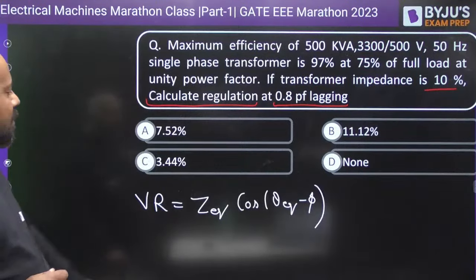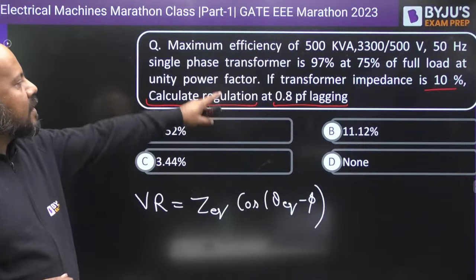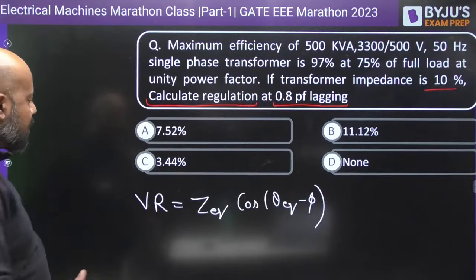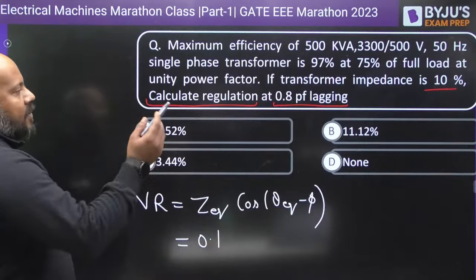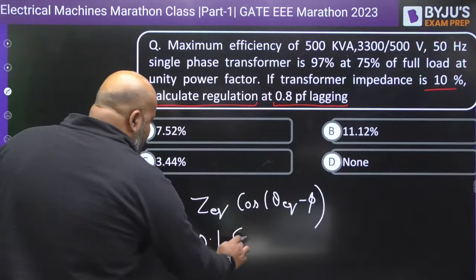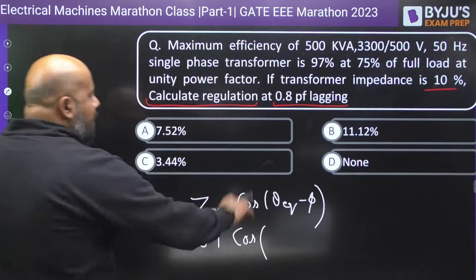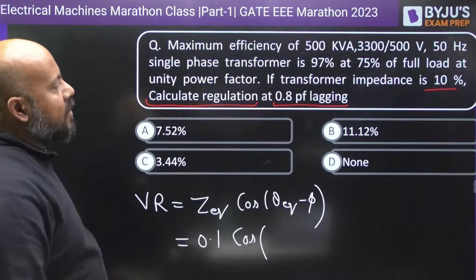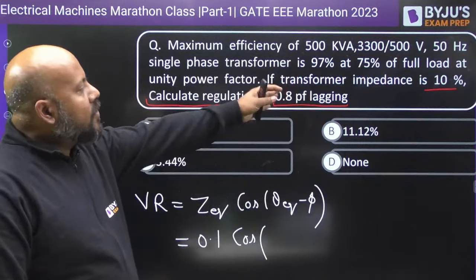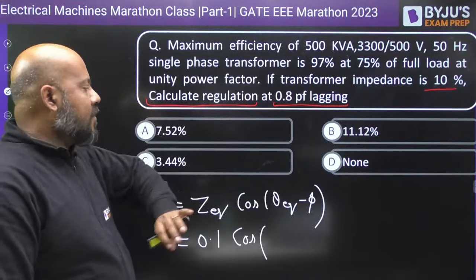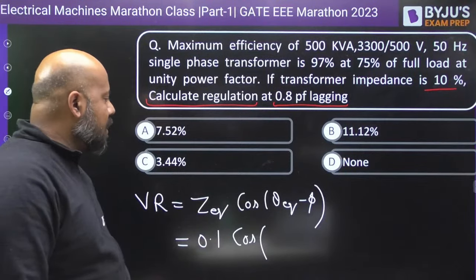The first thing is Z equivalent is given. Yes, the transformer impedance is given as 10%. So it becomes 0.1 because it is given in per unit. Now theta equivalent is not given, because you know the total transformer impedance, but you don't know what is the R equivalent and X equivalent. So we don't know this theta equivalent.